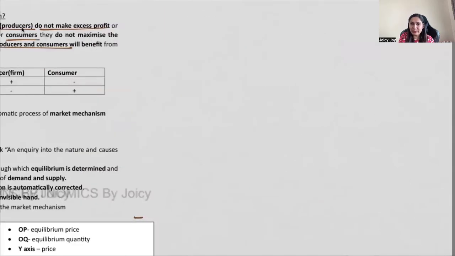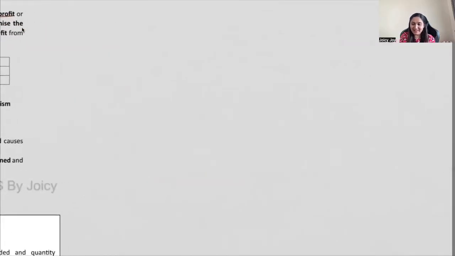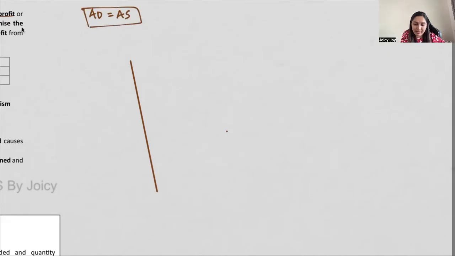Before we go into the explanation, I want to illustrate this mechanism, what we call the market mechanism. As we said, equilibrium is aggregate demand equal to aggregate supply, or we can say it is a market situation where the aggregate demand in the market is equal to the aggregate supply in the market. So this is what we call equilibrium.